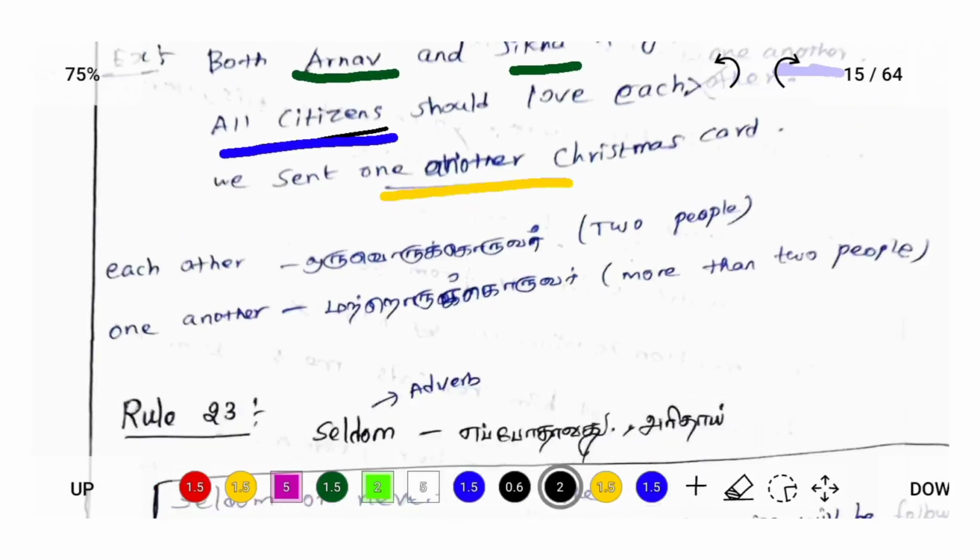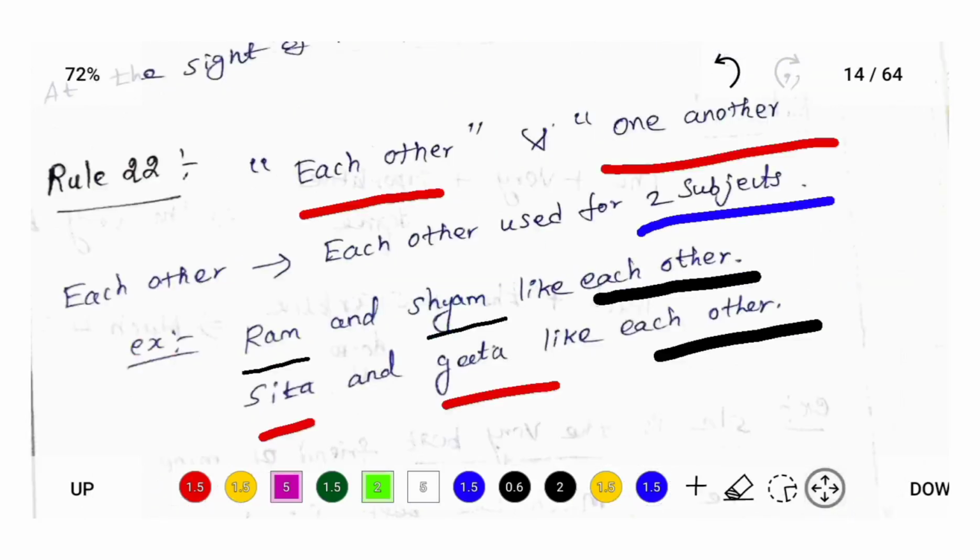Students, to understand: each other is used for two people and one another is used for more than two people. In this rule number 22, we use each other for two subjects and we use one another for more than two subjects.